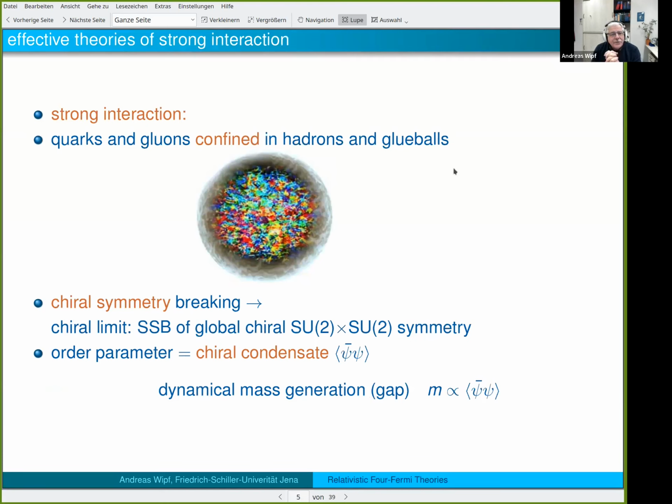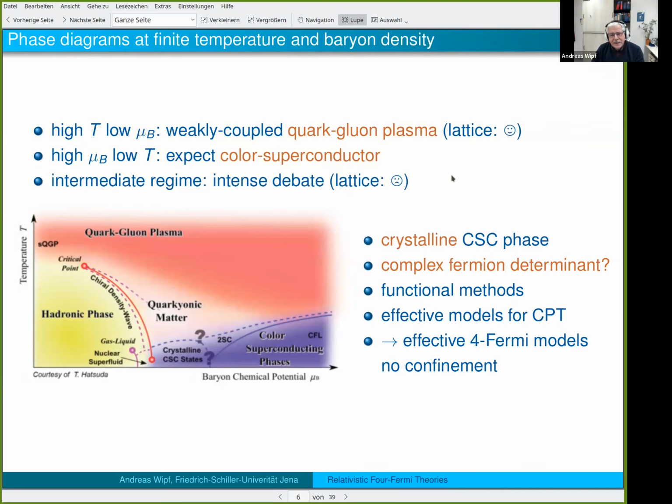A similar story in QCD. Let me not talk about confinement here, but concentrate more on the chiral symmetry or the chiral symmetry breaking. So if you take QCD in the chiral limit of light up and down quarks, then you have an SU(2) chiral symmetry, which is spontaneously broken by the chiral condensate. And again, you can write down a Four-Fermi theory, which catches part of the dynamics of QCD.